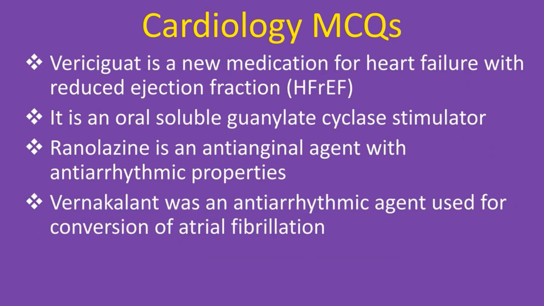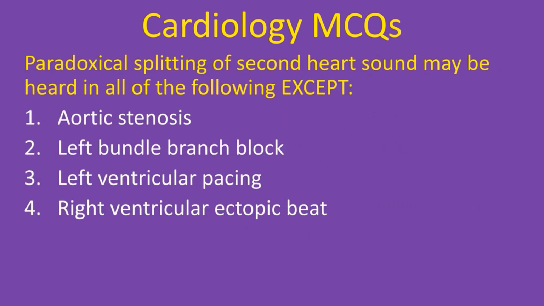Vericiguat is a new medication for heart failure with reduced ejection fraction. It is an oral soluble guanylate cyclase stimulator. Ranolazine is an anti-anginal agent with antiarrhythmic properties. Vernakalant was an antiarrhythmic agent used for conversion of atrial fibrillation.